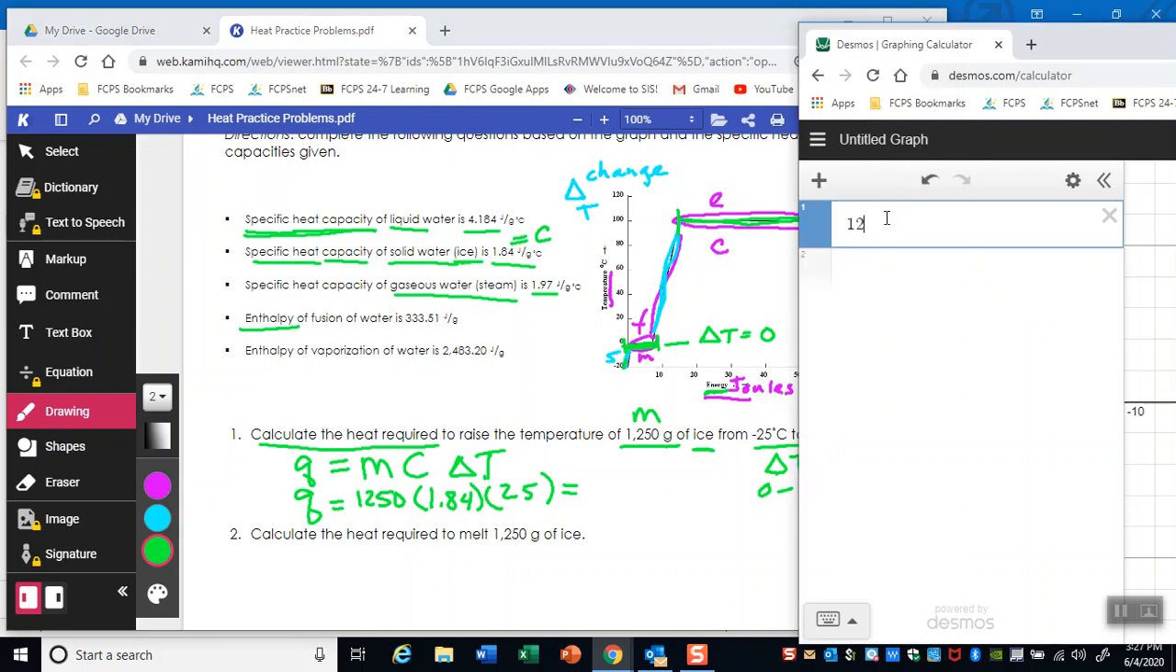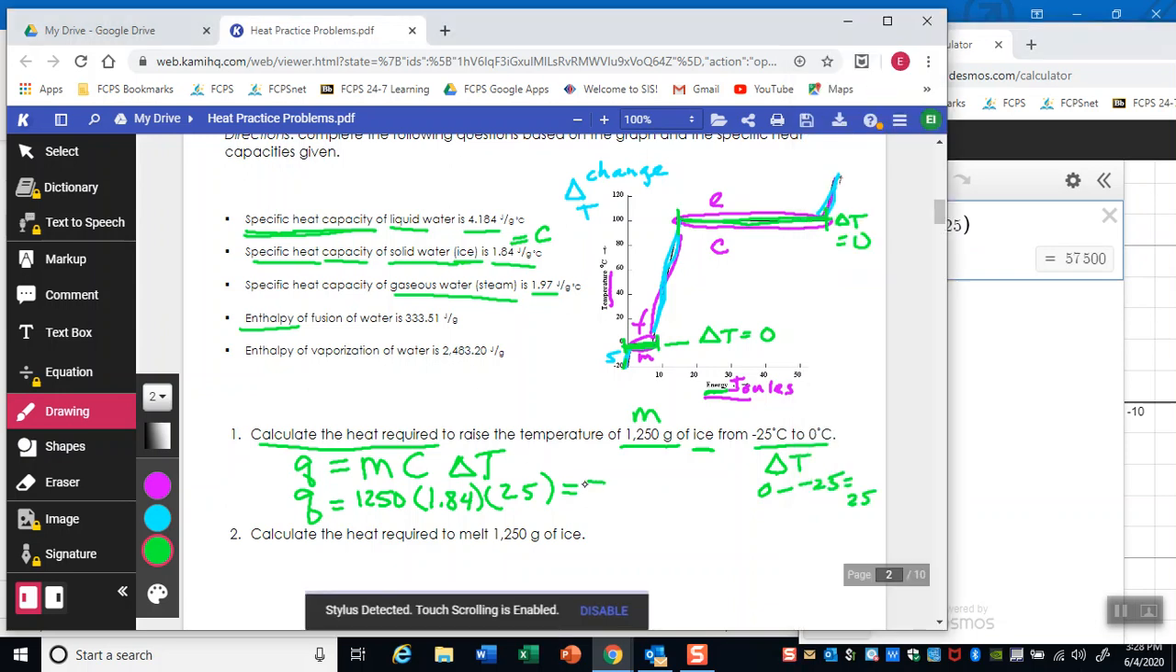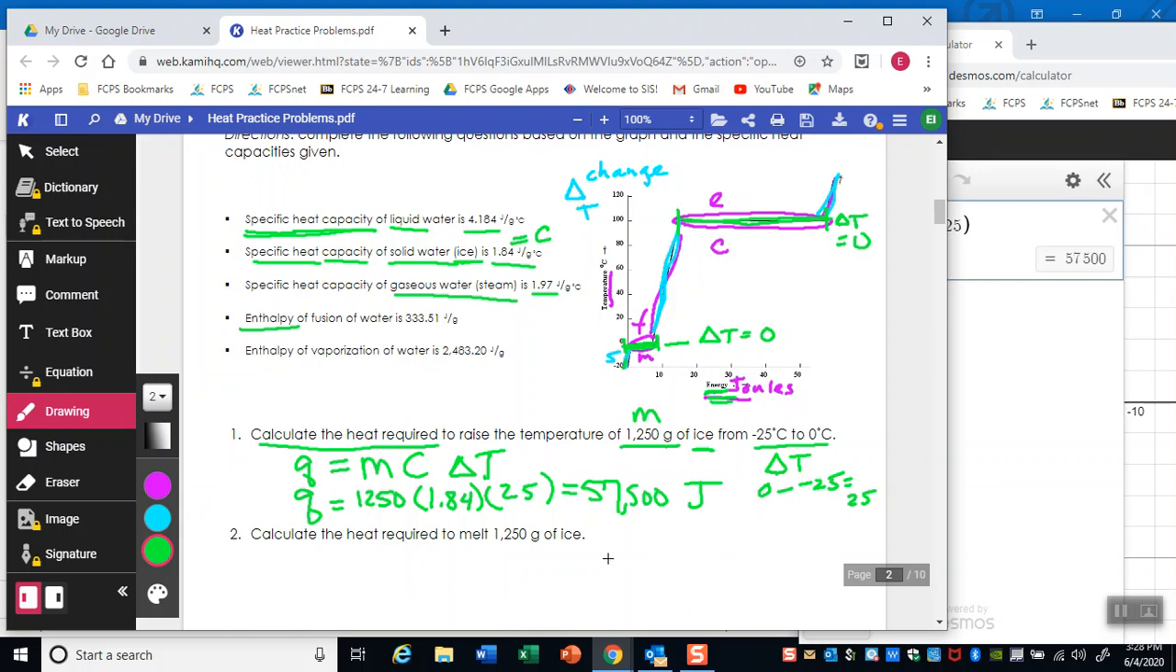So I'm going to put in 1250 times 1.84, my heat capacity. So mass times the heat capacity times the change in temperature. And that gives me 57,500. And the unit, if I'm looking at heat, remember the heat is joules, so that would be joules.